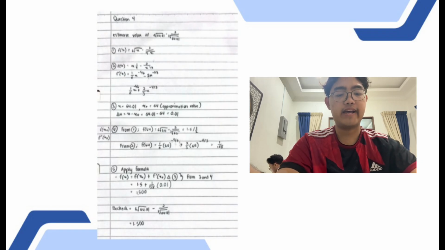And lastly, I recheck my answer. Square root of 64.01 minus 2 over square root of 3, 64.01, and the answer is 1.500. The answer is the same, so I think my answer is correct.